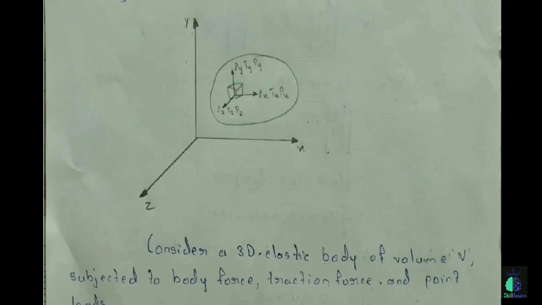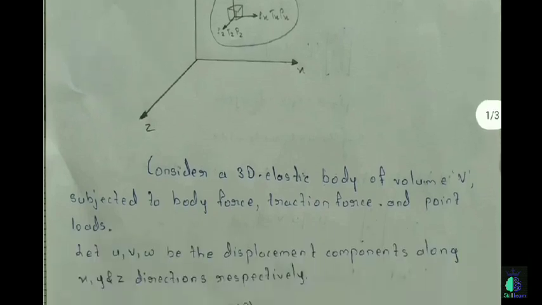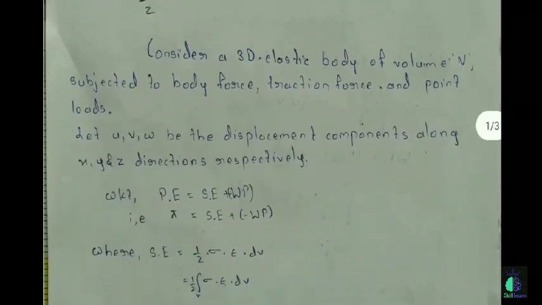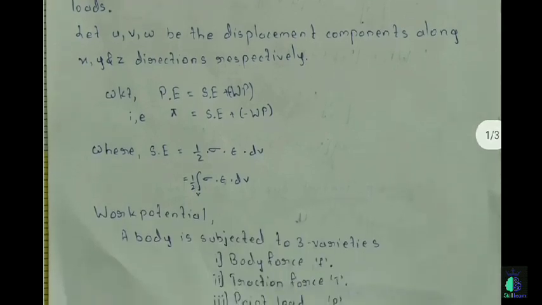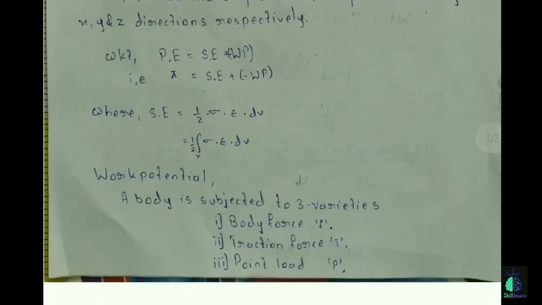Moving to the derivation part, we know that potential energy is equal to strain energy plus work potential, and here work potential is nothing but the external forces which are acting, and it is denoted with a negative sign. Strain energy is equal to half into stress into strain into volume, and the work potential is defined in three categories. First the body force, second the traction force, and third the point load.